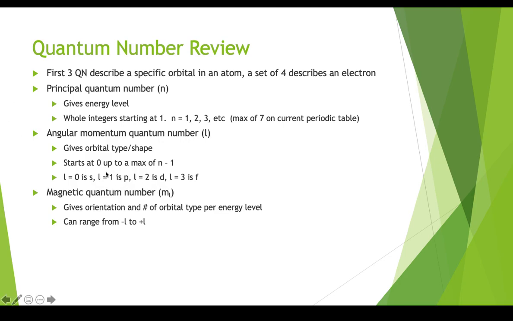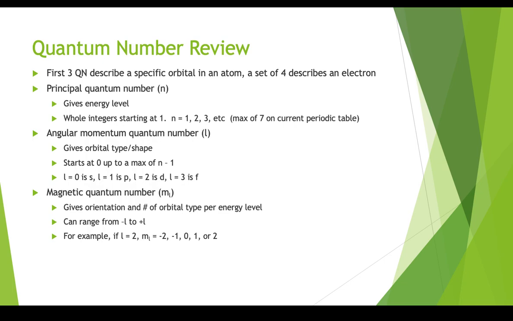For p orbitals, L is 1. That means if we can go from negative L to L, we would include 0 in that, and so we'd have negative 1, 0, and positive 1. That's 3 possible values of m sub L, which is why there's 3 p orbitals in every energy level. For d, L equals 2, right? And if it ranges from negative L to positive L, we'd have negative 2, negative 1, 0, 1, and 2. That's 5 values, so that's why there's 5 d orbitals, and so on. And f will have 7 for the same reasoning.